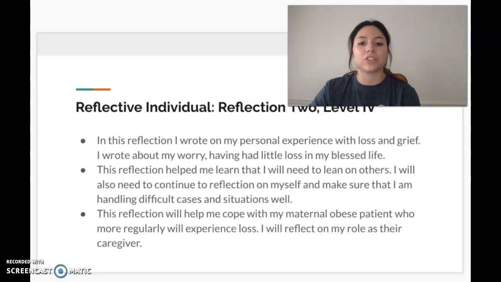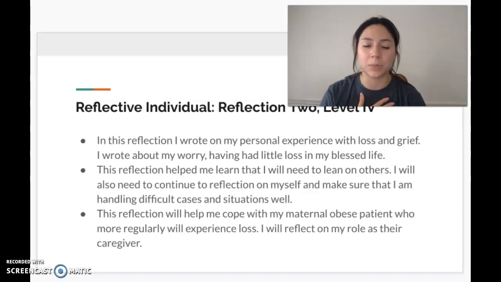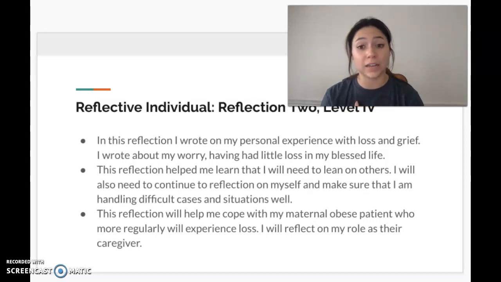My second reflection is my level 4 reflection, and this was a personal reflection on how I experience and how I deal with loss and grief. I wrote about how I was worried as a person going into healthcare, where there's a lot of worry, there's a lot of loss, there's a lot of grief, that I have been very blessed in my life and I haven't had a whole lot of loss in my life. I haven't known it a lot personally, and that worries me because I might be surrounded by it a lot of it.